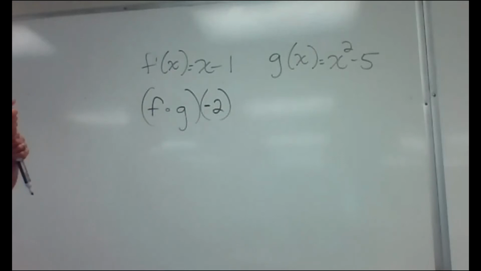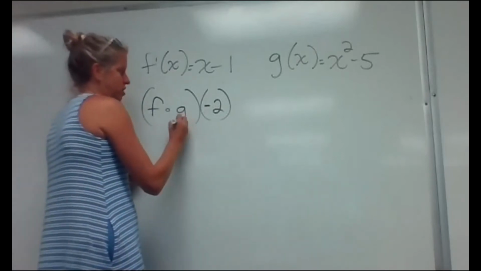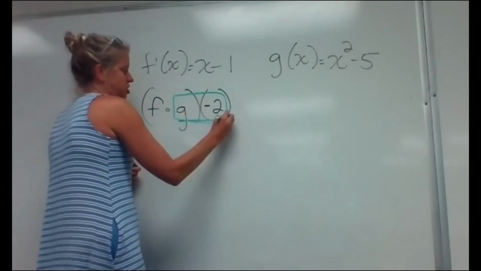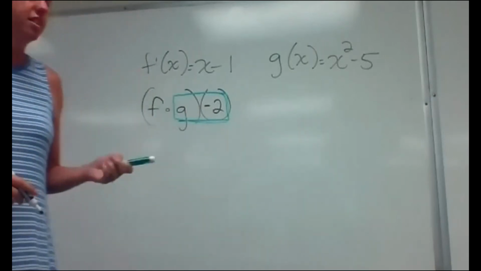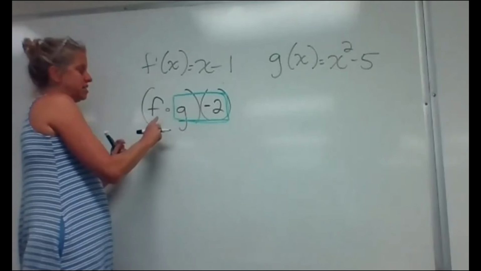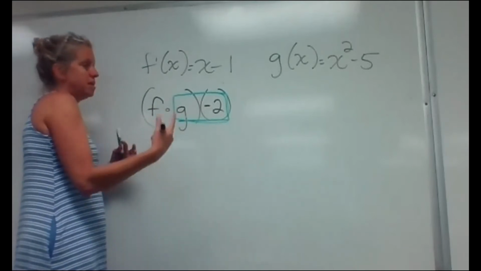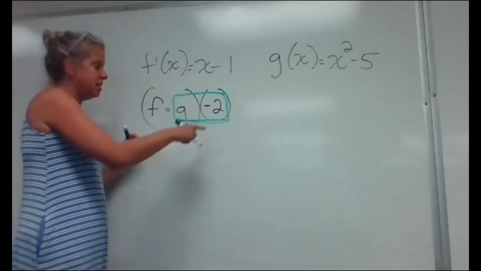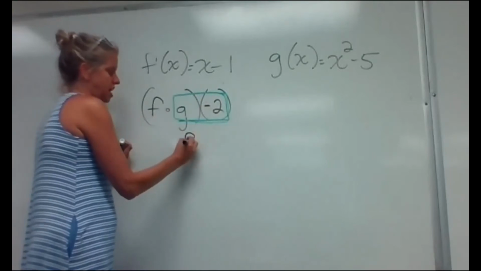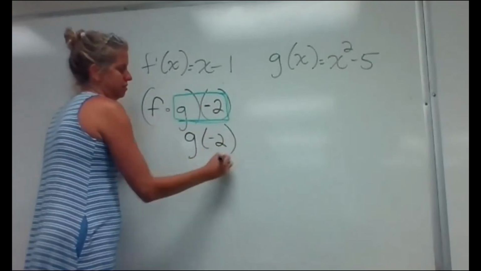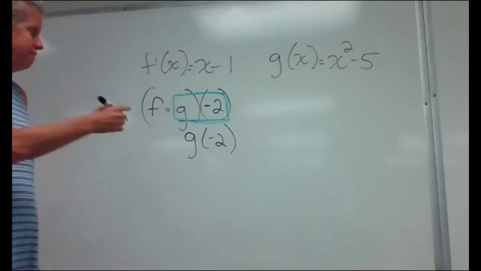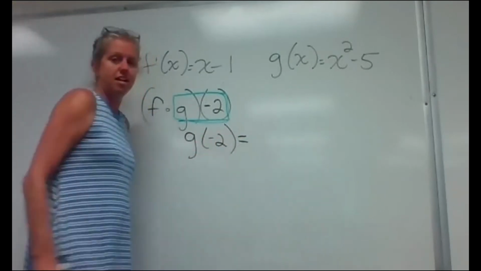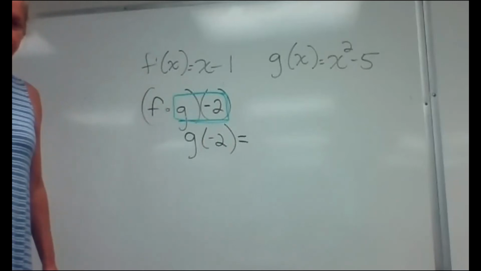The very first thing you're always going to do is whatever is in this position, you're going to kind of make that its own little problem to start off with. So no matter what it is, because sometimes it'll say f of g, but sometimes it'll say g of f, doesn't matter. Whatever is in, you just kind of bring this part down, and that's where you're going to start. So I'm going to start off by finding g of -2.